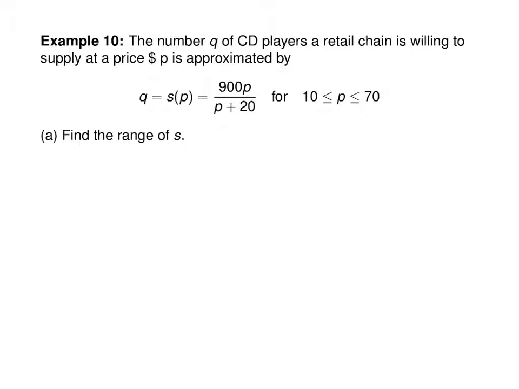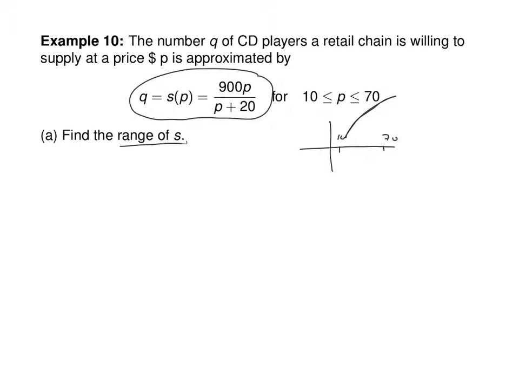So the quantity Q of CD players a retail chain is willing to supply at a price P is given by this equation. So Q probably stands for quantity, P stands for price, and specifically for prices set between 10 and 70. Now, I just graphed this to verify what it looks like. And between 10 and 70, the function looks something like this, like it's going up. So just have to kind of believe me that that's what's happening.